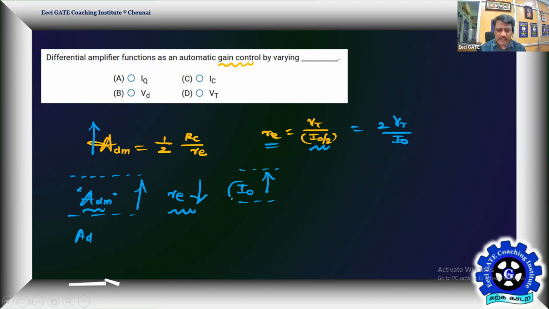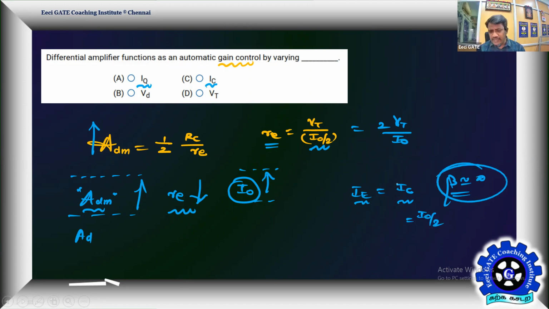I naught is not mentioned anywhere else. In none of the options I naught is mentioned. What is given is only IQ, IC is given. So we'll have a doubt, because emitter current and collector currents are the same when beta is close to infinity. What we are controlling is the emitter currents of Q1 and Q2. So probably we may feel by controlling IC, which is nothing but I naught by 2 for individual transistors, if beta is infinity, you will get IE equal to IC, equal to I naught by 2. You may feel that it is a reasonable answer.